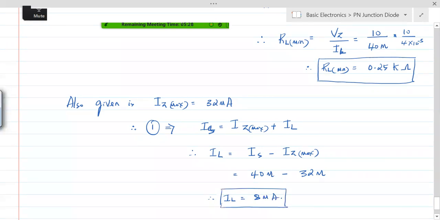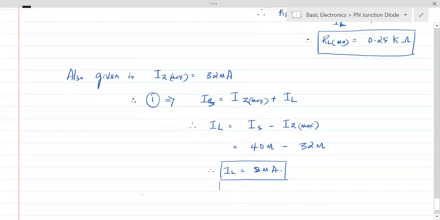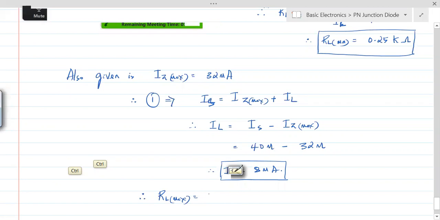Therefore our RL max is equal to VZ by IL. That is 10 by 8 milli, which is 1.25 kilo ohm. So that is your RL max.